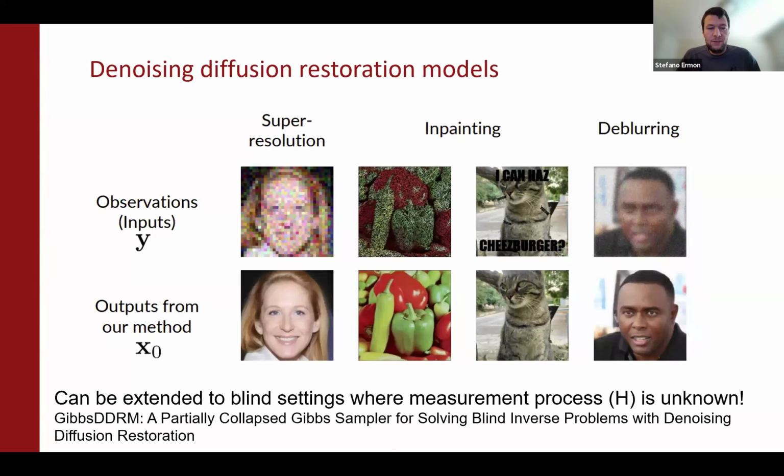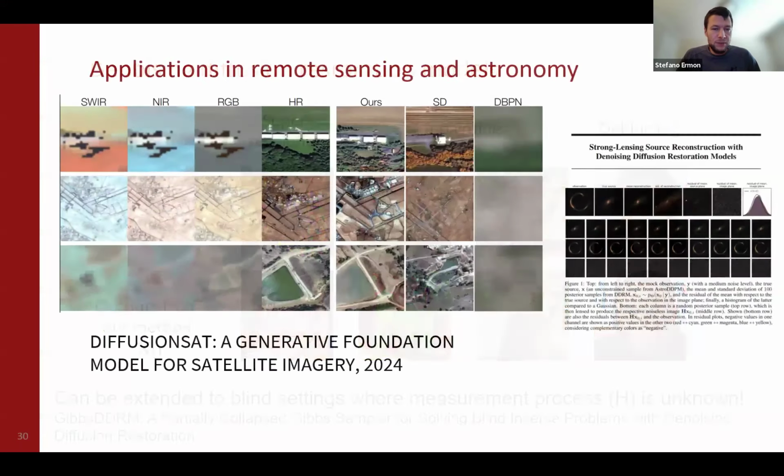And there are interesting applications of this also in the sciences. There have been applications of this technique called DDRM, the denoising diffusion restoration models that I just talked about, in astronomy. We are looking into applications in remote sensing. I do a lot of work on satellite images, and it turns out you can use these techniques to reconstruct high-resolution satellite images from infrared measurements from satellites, or low resolution RGB measurements from satellites.